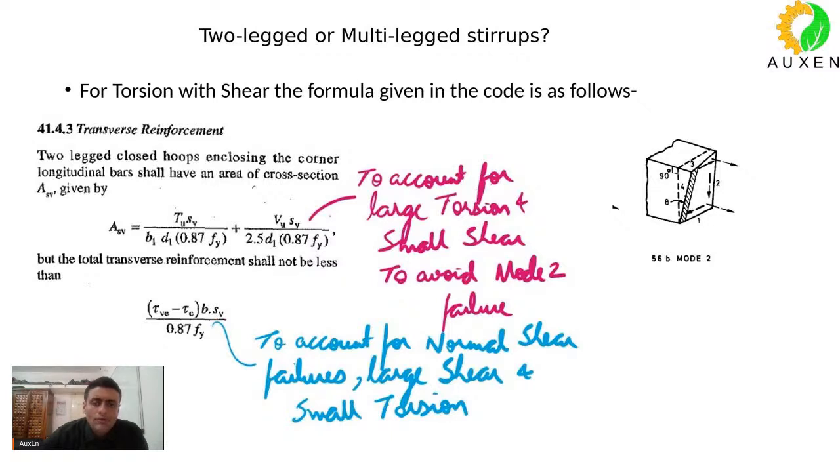What is a normal shear failure? Where your entire cross section undergoes shear stresses and there is a failure along the depth of your cross section. So that type of failure, we will call it the normal shear failure.